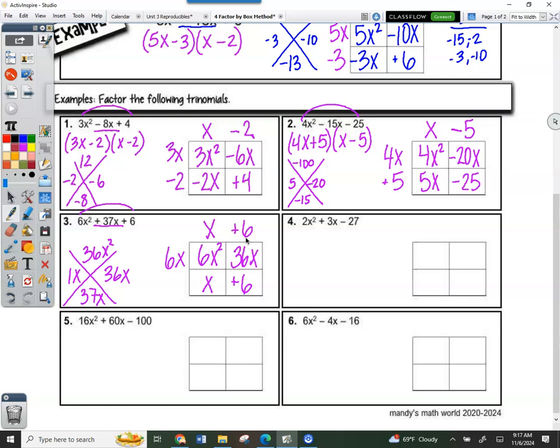Can I pull a 6 away from 1x? No. It's 1. Guys, I said it's the smallest number or smaller.